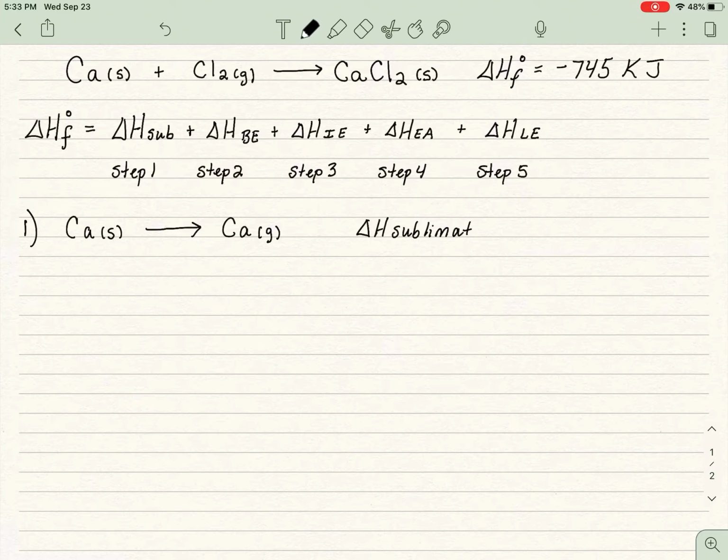And it's a value that you would have to look up, or somebody would have to tell you, or maybe it would just be given. So I looked it up, and it was 178 kilojoules that had to be added for calcium to go from a solid to a gas.